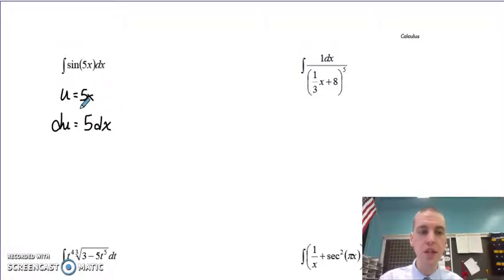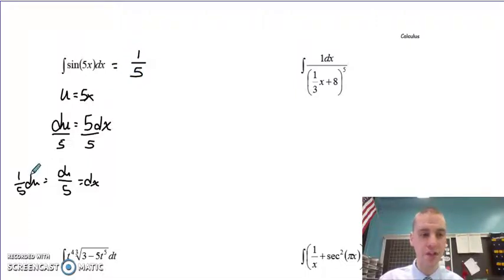Now notice that we do not have a 5 dx here. We only have a dx that we need to substitute in for, or to get rid of, to get in terms of u. I do not have a 5, so what we can do is divide by 5 and say that du over 5 equals dx. Now another way to write this is 1/5 du, correct? So when I go to rewrite this in terms of u, we can write 1/5 out in front.